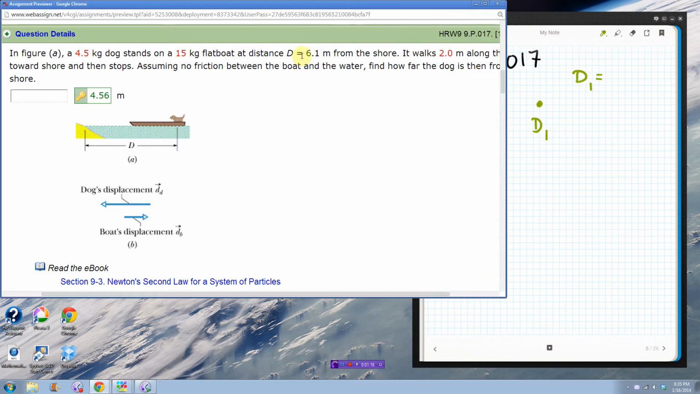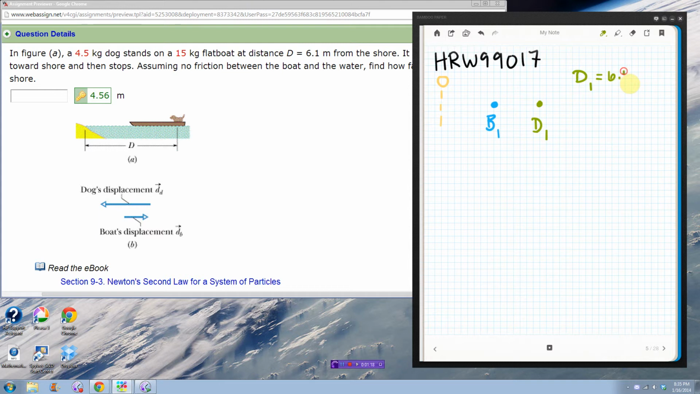Now I know this one, I know that one, it's 6.1 meters. Okay, so this is a known. Yay, that's good. But we don't know this. However, we do know their masses. Okay, we know that the mass of the dog is 4.5 kilograms. And the mass of the boat is 15 kilograms. Then the dog is going to walk.